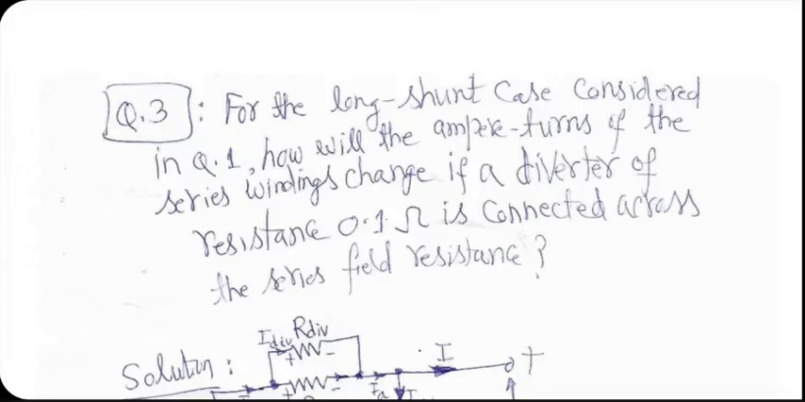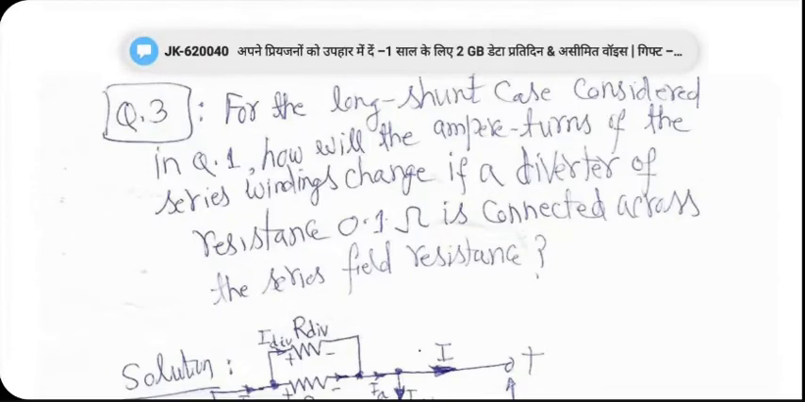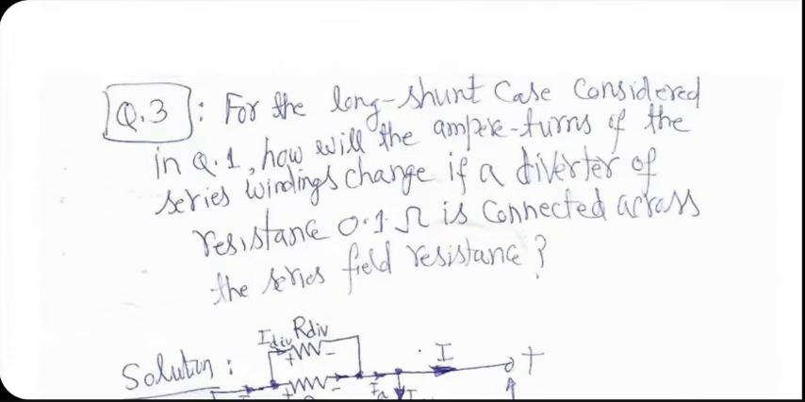So essentially, the number of turns is not going to change in the coil. The ampere turns will essentially be proportional to amperes. So don't worry too much about this word ampere turns. Essentially, what you need to figure out is the ampere. Turns are not going to change. For the long shunt case considered in question 1, how will the current of the series winding change if a diverter of resistance 0.1 ohm is connected across the series field resistance?